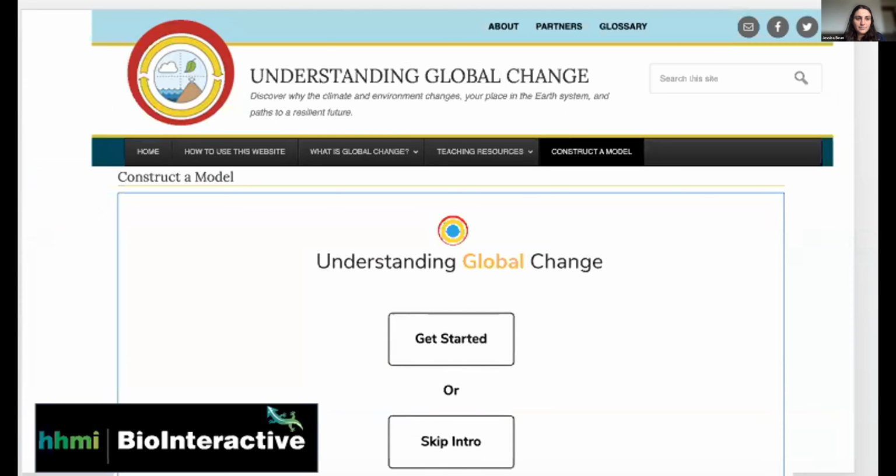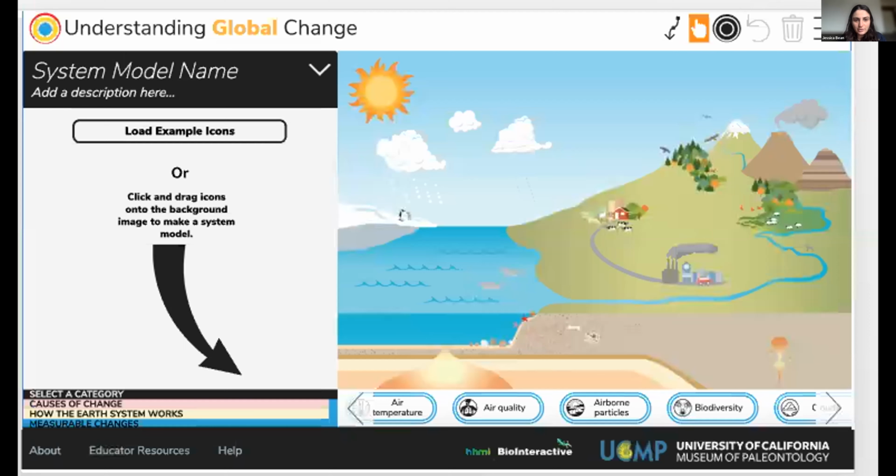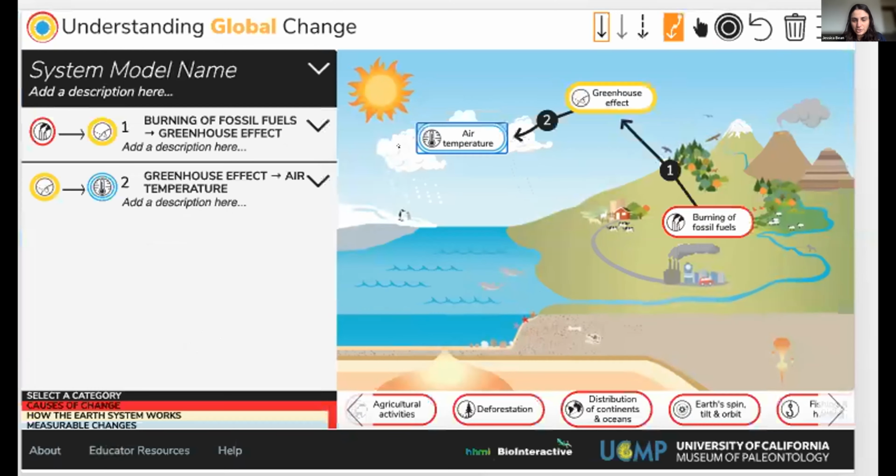And so we've created a number of digital tools that will allow you to use this for online learning. The first that I'm going to show you is this online interactive that we co-developed with HHMI. In this interactive, you can drag and drop the icons onto the Earth scene, which I've introduced to you, and draw arrows to show the connections.